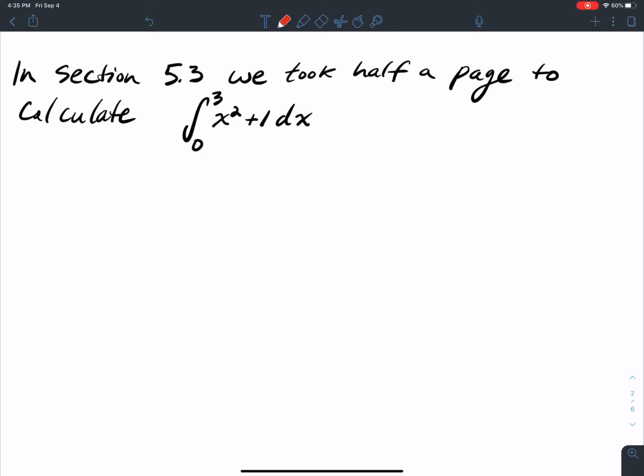In section 5.3, we took half a page to calculate this definite integral. Go back and look at that video if you don't believe me, right? So now I want to use the fundamental theorem of calculus part 2 to integrate this super quick.